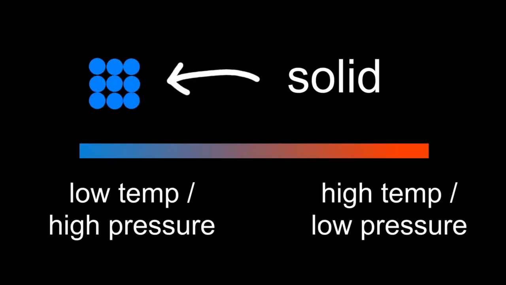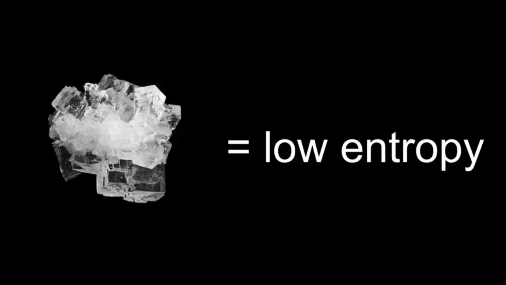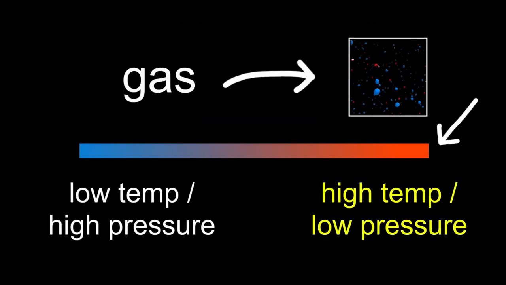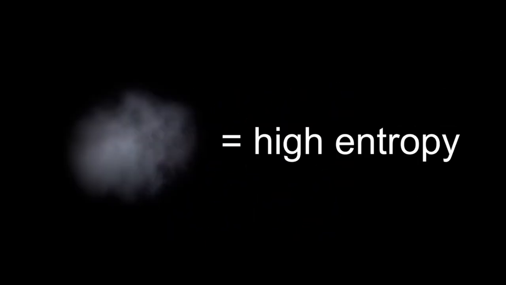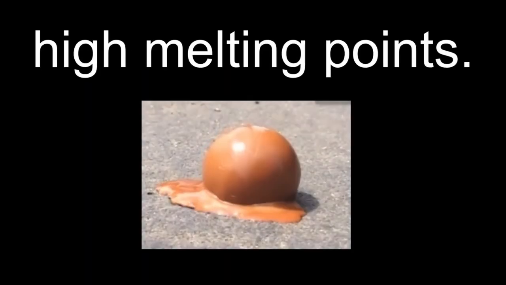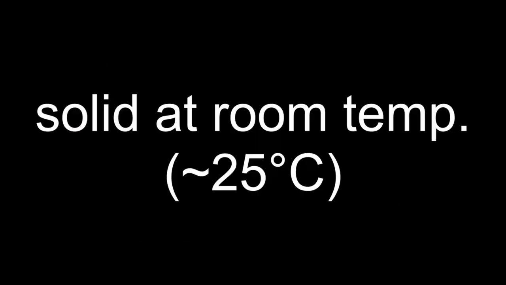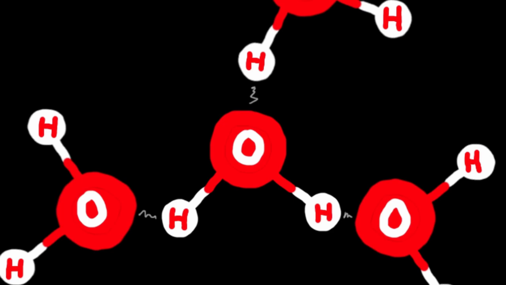Substances tend to be solid at low temperature and/or high pressure, which is a state of low entropy, as they're neatly organized and don't move that much, and gas at high temperature and/or low pressure, where they move around like crazy, so it's a state of high entropy. Strong bonds, like ionic bonds, lead to high melting points, as they take a lot of energy and therefore a high temperature to break apart.